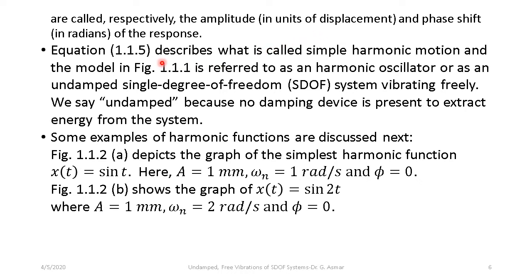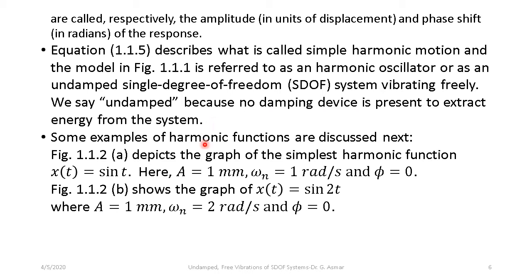Equation 1.1.5 describes what is called simple harmonic motion, and in fact the model in figure 1.1.1 is referred to as an harmonic oscillator or as an undamped single degree of freedom system vibrating freely. We say undamped because no damping device is present to extract energy from the system.